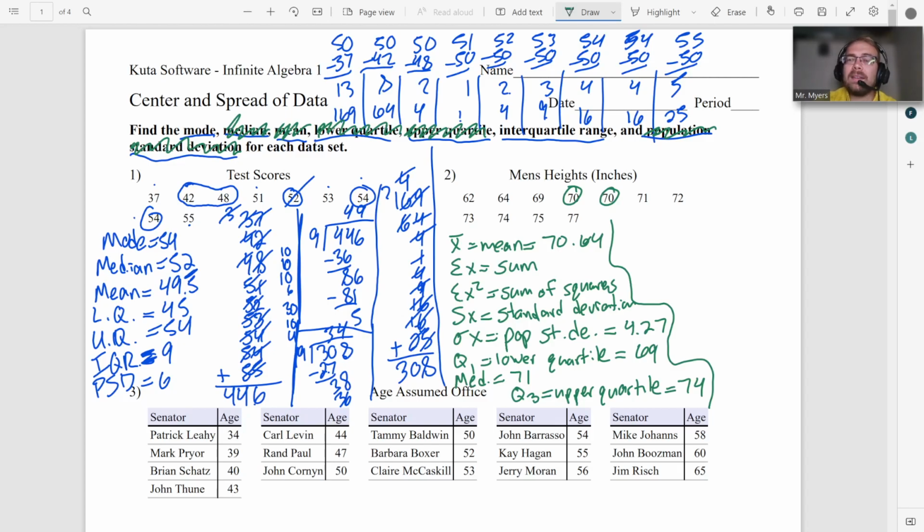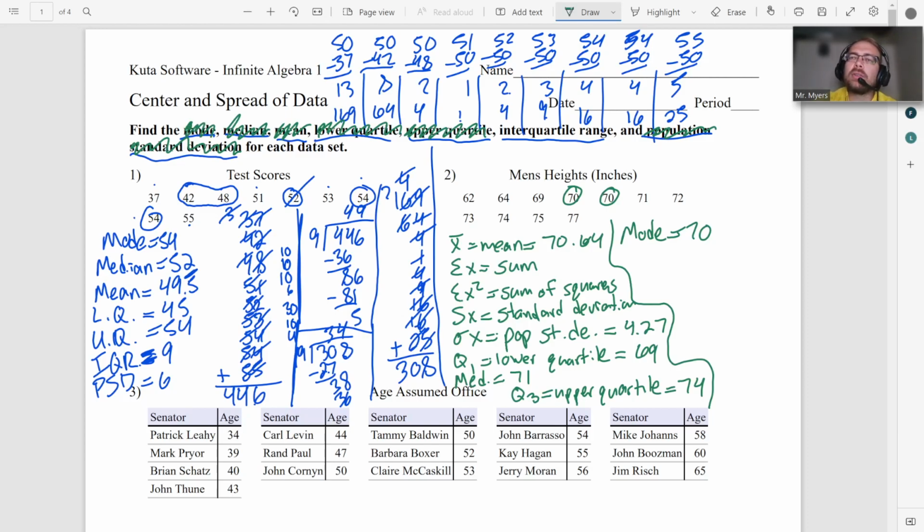There's only one answer for pretty much everything besides the mode. The mode, you can have multiples. So, like, let's say instead of a 75, it was a 77. Then the mode would be 70 and 77. So there'd be two answers for the mode. There'd be a tie for first place. Normally doesn't happen, but it can. So the mode is 70. Okay? All right, so that's it for the mode.